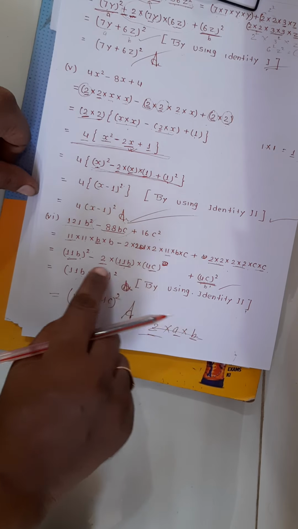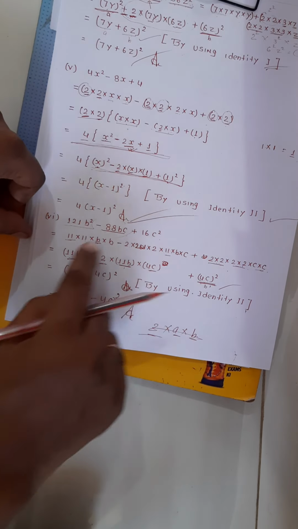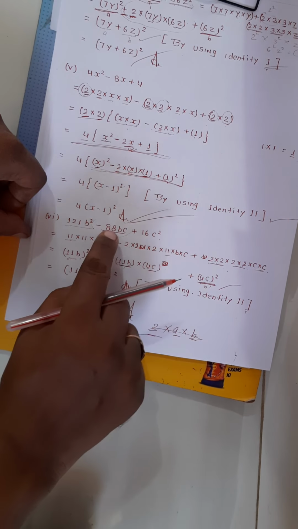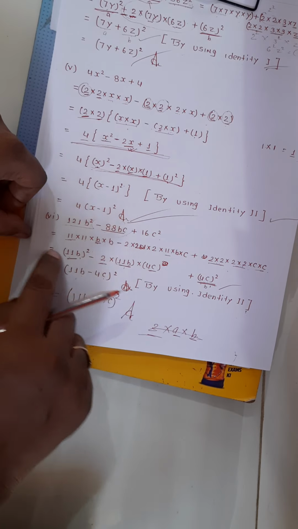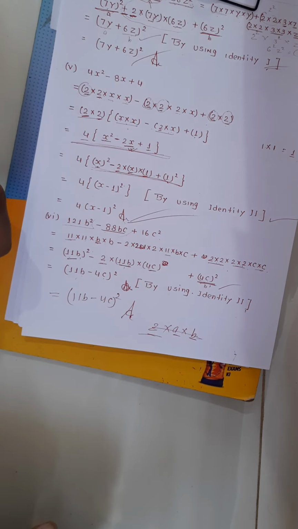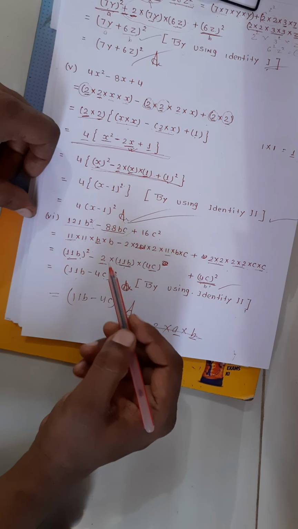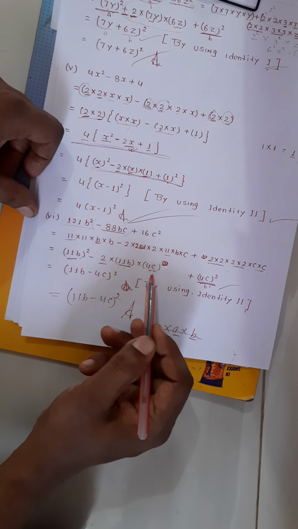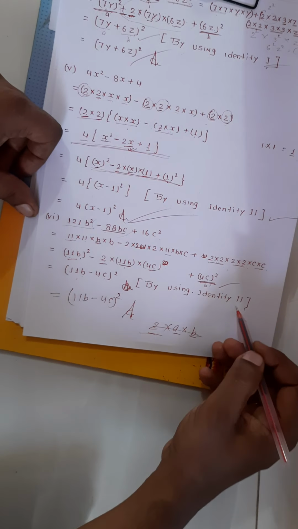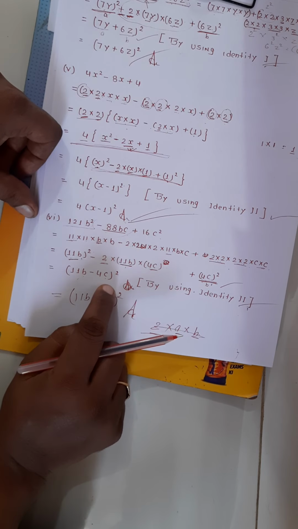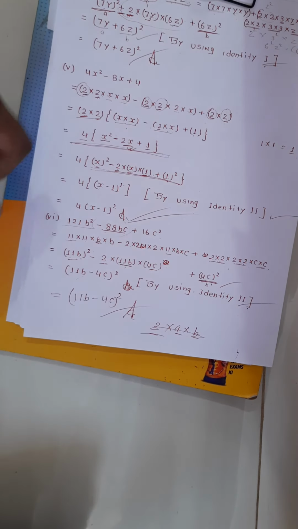Now we check what value will come. 2 elevens are 22, 22 fours are 88, so 88bc will come, and here there is 88bc. That means this fulfills the structure of a square, 2ab, b square. Now we will check for the sign. Since there is a minus sign with 2ab, we can apply identity number second here, and our value will be whole square of 11b minus 4c. So whole square of 11b minus 4c becomes our answer.